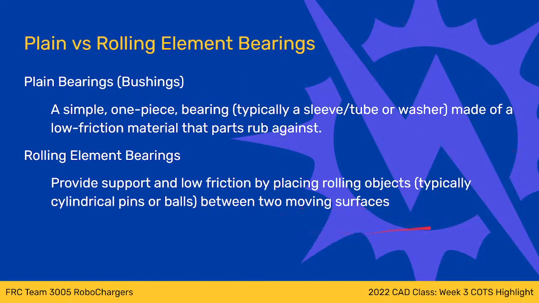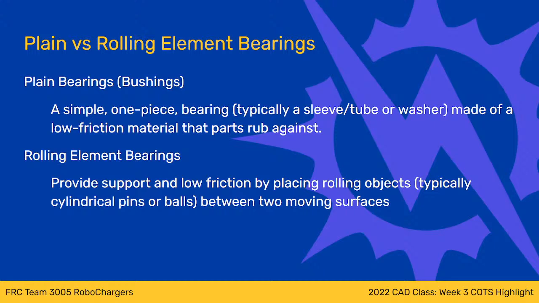So first of all, let's understand the difference between what is called a plain bearing and what is called a rolling element bearing. A plain bearing is often also called a bushing. Now this is a little bit of a pet peeve of mine. A bushing is, no, let me back up. Actually, I'll explain this in a minute. Let me move on.